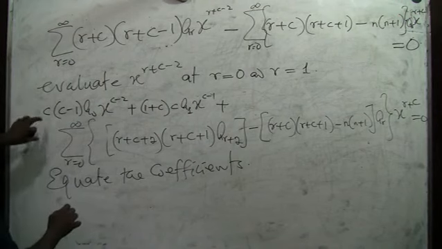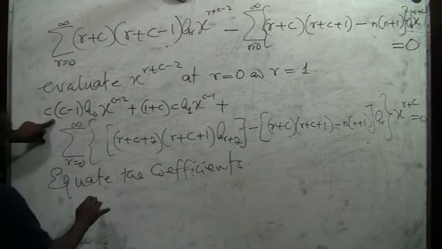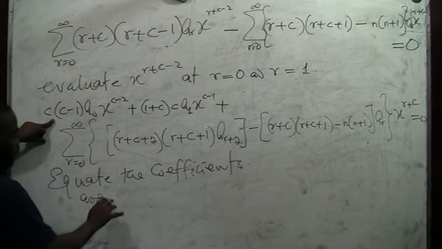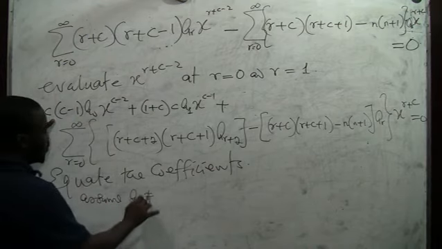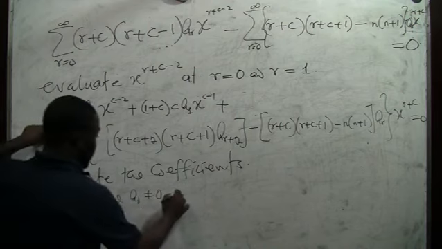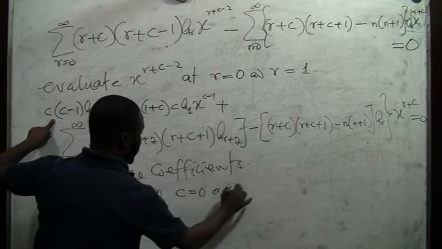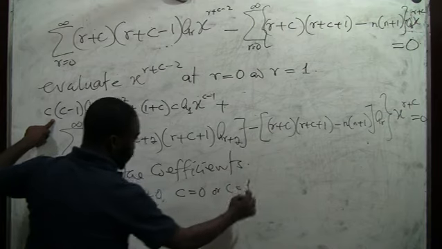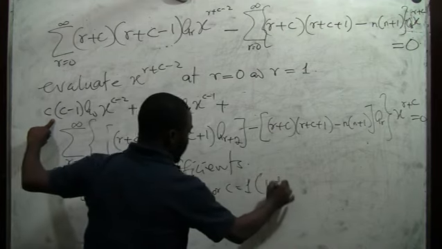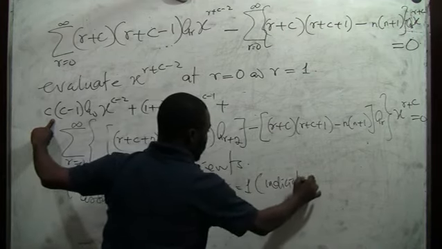By so doing, for the first time, we are going to assume a naught is not 0, then this implies that c equals 0 or c equals 1. And this is what we refer to as initial roots.